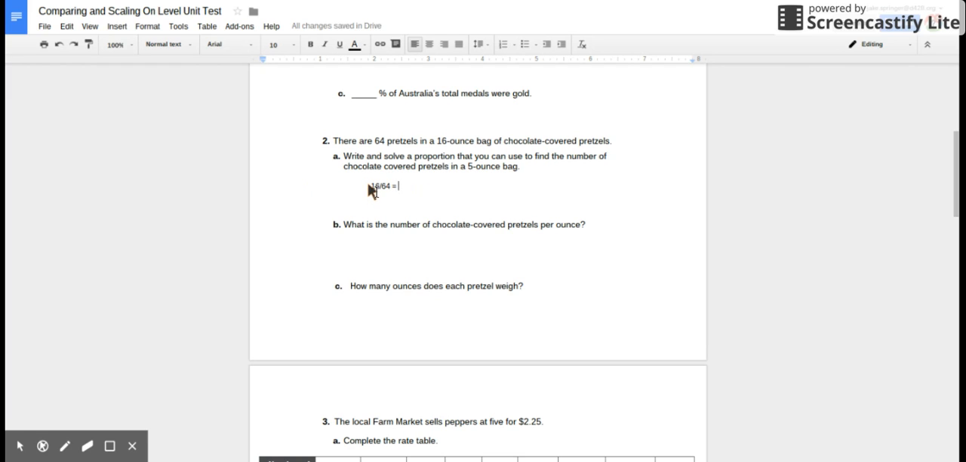Now, if our pretzels are on the bottom and our ounces are on the top, that should be the same way for the ratio on the left. Our ounces should be on the top, and our pretzels should be on the bottom. And after we plug in the correct numbers based on what the question is asking us, we can solve the proportion by using what we normally do to solve a proportion: multiply the partners and divide by the loaner.